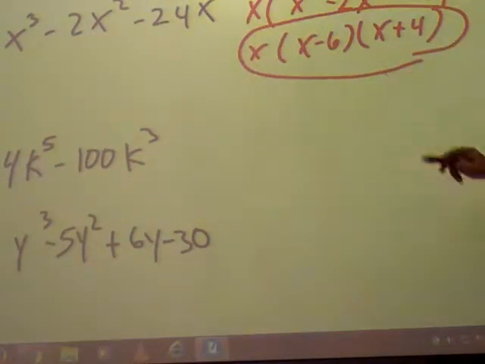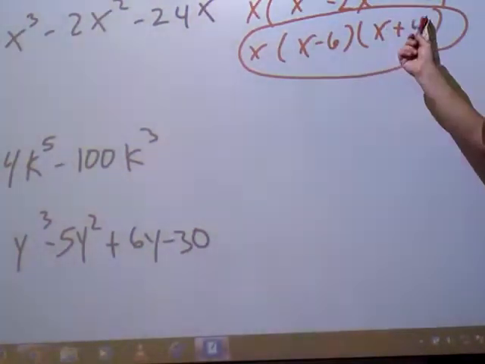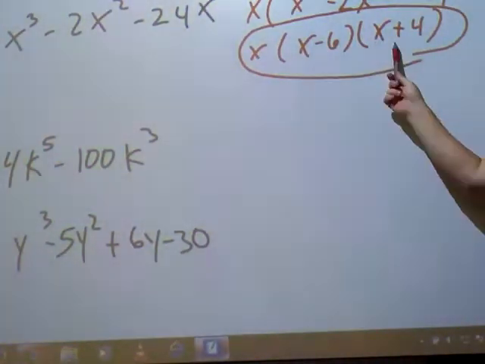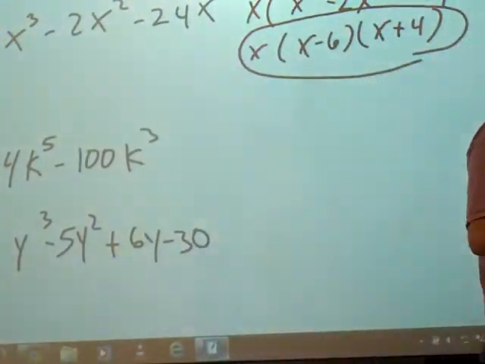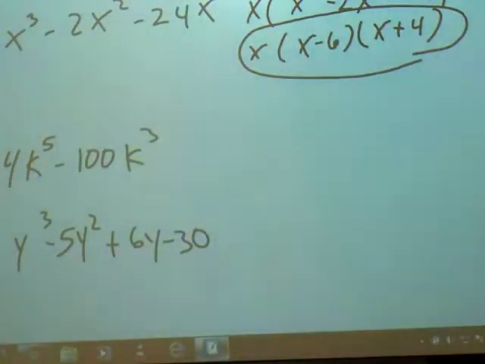How could I check that if I wasn't sure? Could you plug it in? No, I said that already and it was wrong. What would we do to check that if we weren't sure, and we did it last week? What does it mean when you have things right next to each other? What operation is that? Multiply. So you could FOIL these two and then distribute an x to it, and it would get you this. So you could just work backwards and multiply them to check them if you needed to. Okay? All right, number 2.